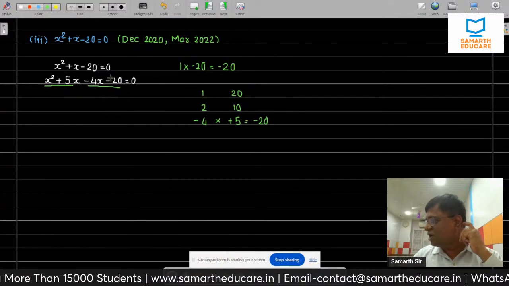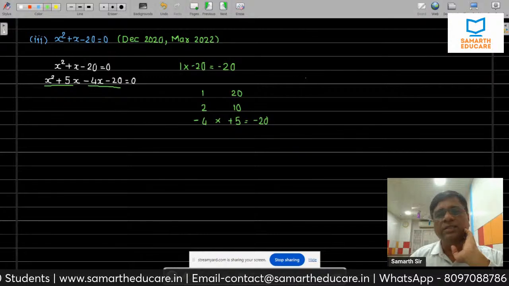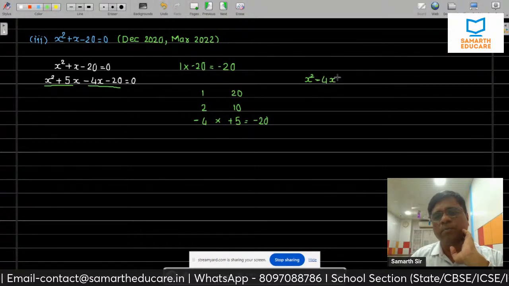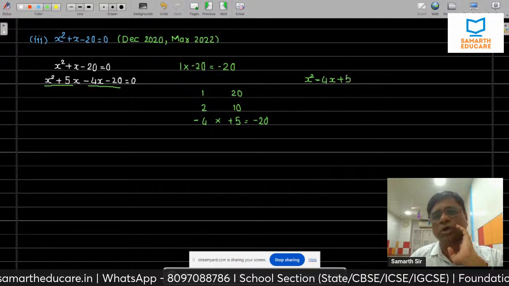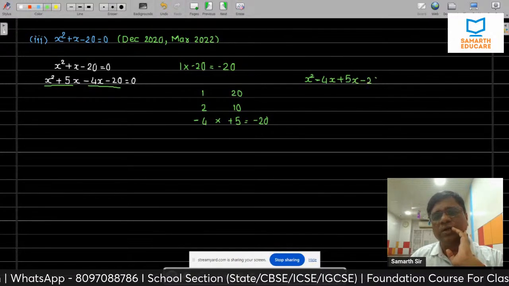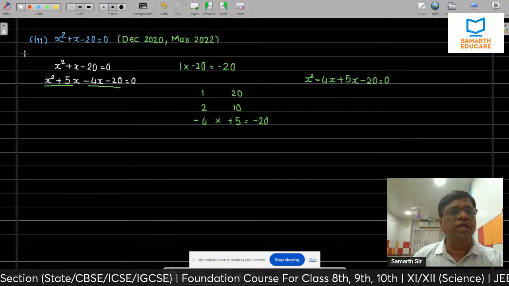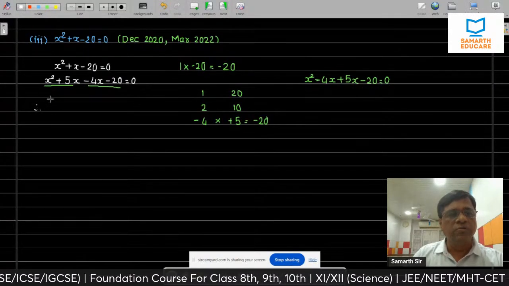अभी कभी कभी बच्चे सवाल ये पूछते हैं कि सर क्या मैं ऐसे लिखूंगा x square minus 4x पहले लिखूंगा, plus 5x बाद में लिखूंगा एंड minus 20 लिखूंगा तो भी आंसर आएगा? द आंसर इज यस. वी विल सॉल्व. इफ दिस इज योर डाउट वी कैन सॉल्व दैट डाउट. सो लेट मी फर्स्ट सॉल्व दिस.